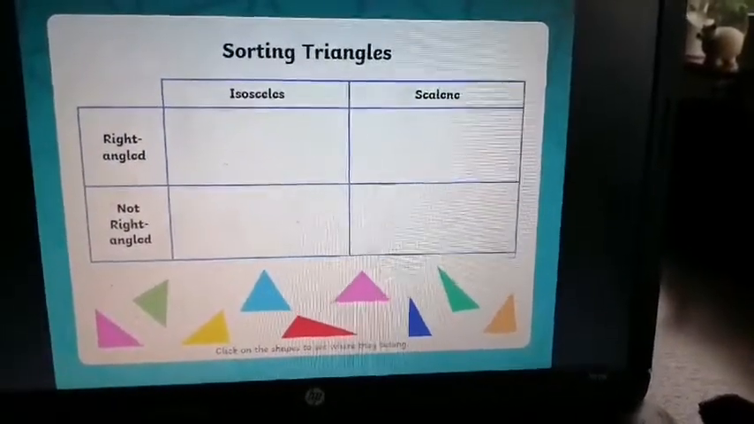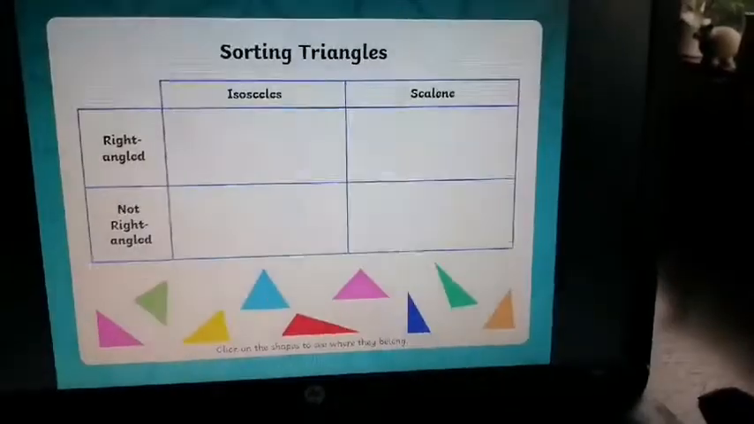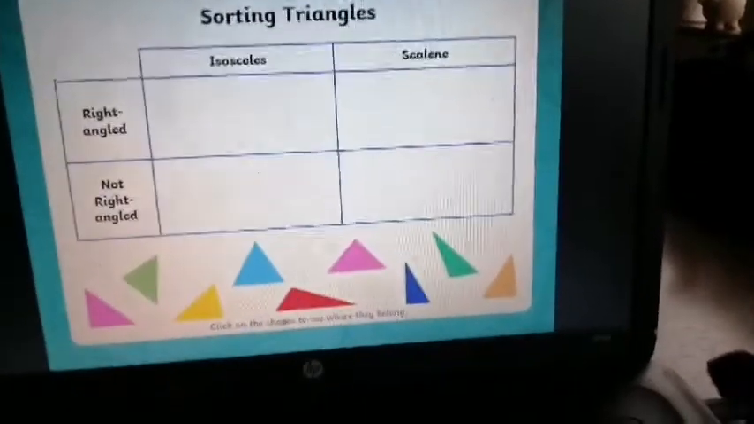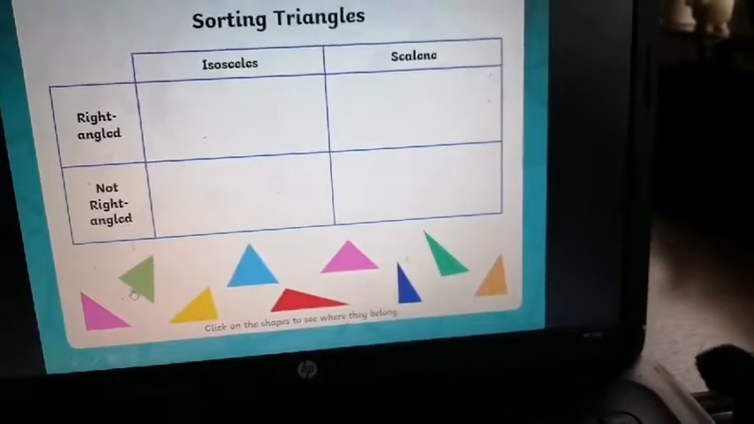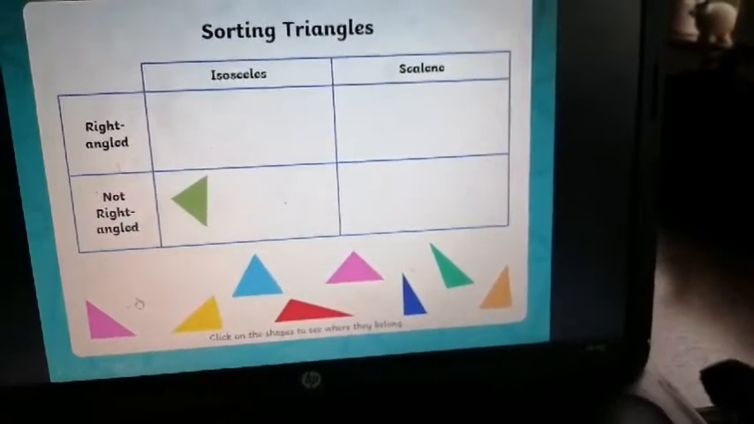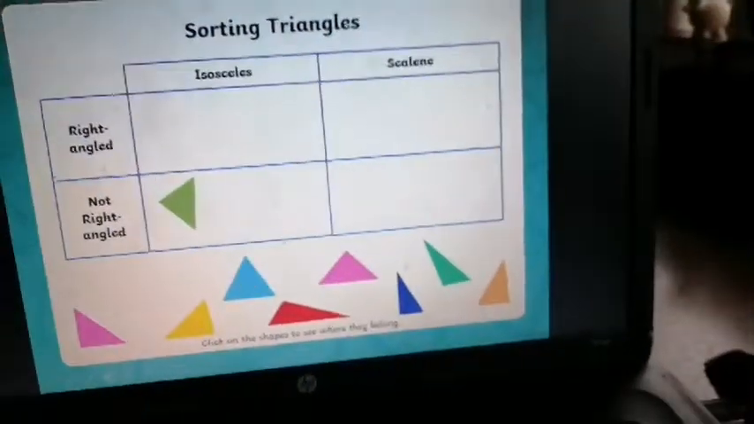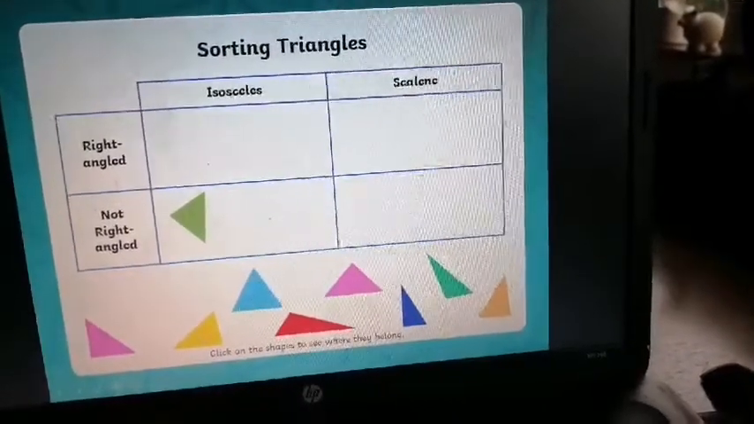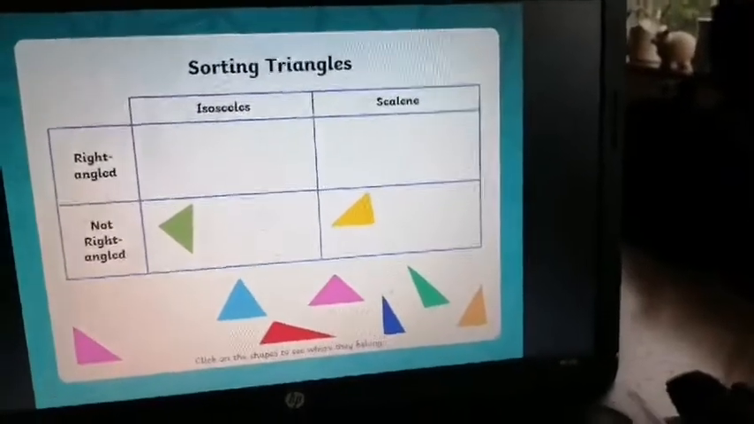Now, if you sort these triangles into right-angled, isosceles, scalene, or not right-angled, isosceles, and scalene, if we click on the shapes, we can see where they belong. So that one is not right-angled, isosceles. Where's my cursor gone? There it is. This one here, this looks... Oh, this one's not moving. So this one is a scalene, not right-angled triangle.